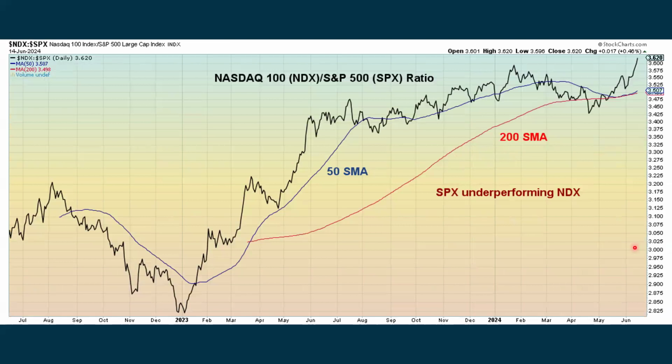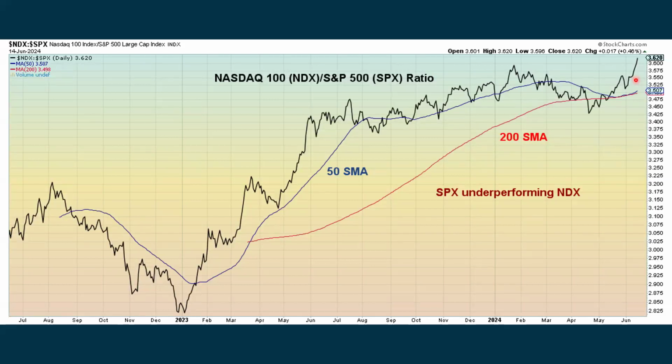Then we look at the NASDAQ 100 and the S&P 500, and they're both doing well. The NASDAQ 100 set an all-time high on Friday. The S&P set one earlier in the week. But this had been getting to the point where we almost saw a death cross here with this ratio. Now it's starting to go back up. That's meaning that the NASDAQ 100 is outperforming the S&P 500.